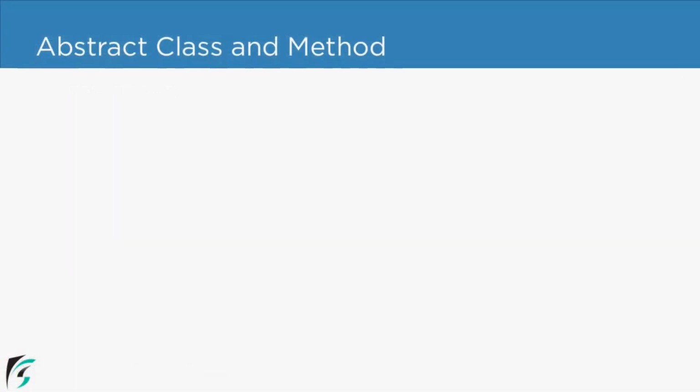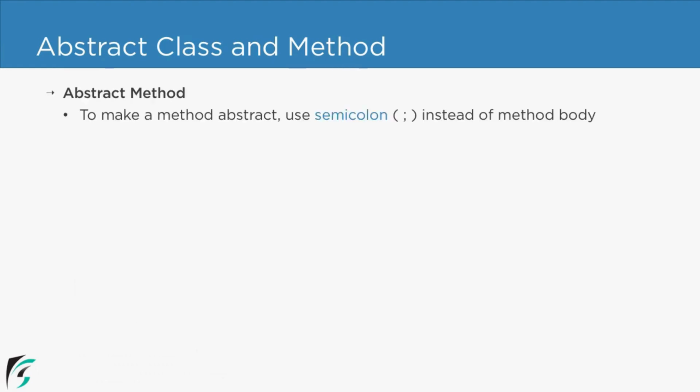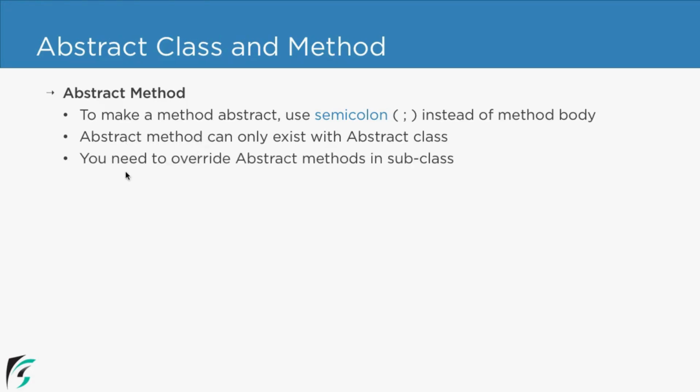So let us summarize what we have learned in this video. We learned about the abstract method, and to make a method abstract you need to use a semicolon at the end instead of a method body. And then the abstract method can only exist within abstract classes. It cannot exist within a normal class. Proceeding, you need to override the abstract methods in the subclass, like we did in case of rectangle and also the circle class. Now what about the abstract classes?